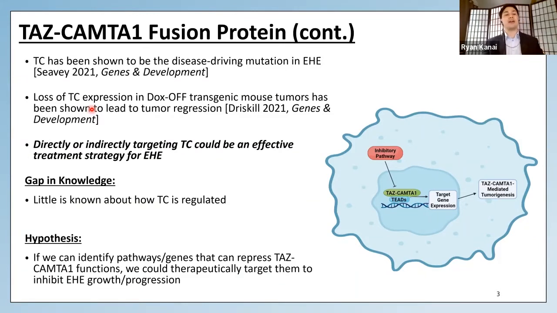And so based on these findings, we surmise that either directly or indirectly targeting TAZ-CAMTA would likely be an effective treatment strategy for EHE. And so, as Ajay talked about, he's focused on directly targeting the TAZ-CAMTA-TEAD interaction. But for us, the gap in knowledge that was more interesting, or maybe just different, was that little is known about how TAZ-CAMTA is being regulated in cells. So we hypothesized that if we could identify pathways or genes upstream of TAZ-CAMTA1 that can repress TAZ-CAMTA1's functions, we might be able to therapeutically target those pathways to inhibit EHE growth and progression.